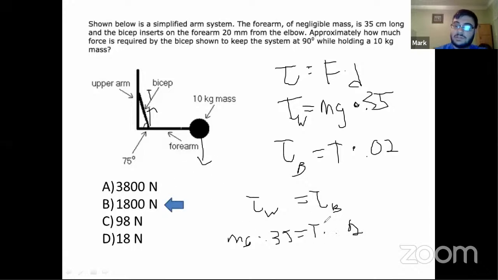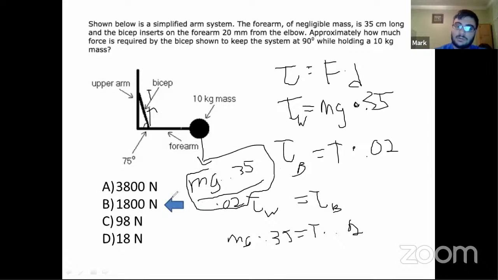We want to find out what T is, so we want to isolate T. We know what M is, we know what G is, we know that 0.35 is on this side. So in order to isolate T, we would just simply divide both sides by 0.02. And then this together is what T, tension, is equal to. Does that make sense?